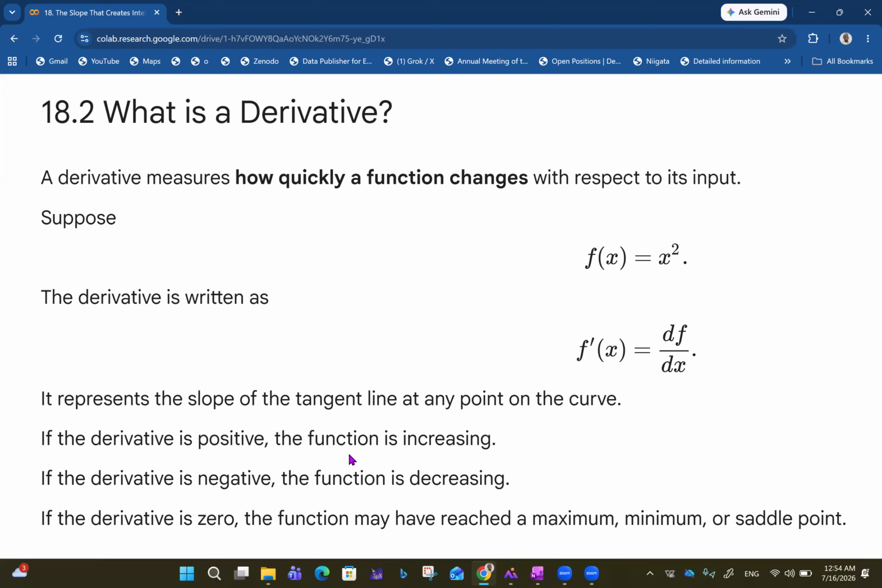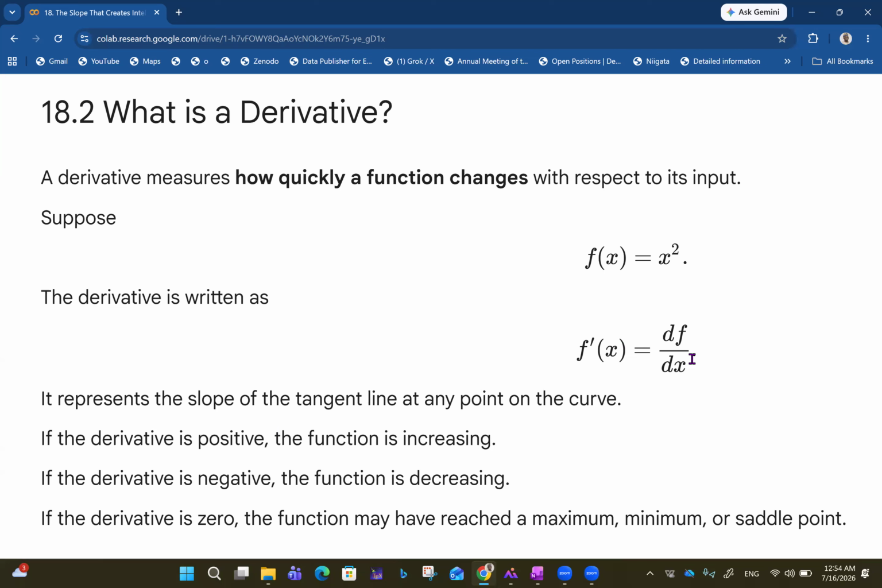So the question is, what is a derivative? A derivative measures how quickly a function changes with respect to its input. That's where the idea of dy/dx comes from, or df/dx. So dy/dx is the rate at which y changes with respect to x. Suppose f of x is x squared, for instance, the derivative is written as f prime of x, or df/dx.